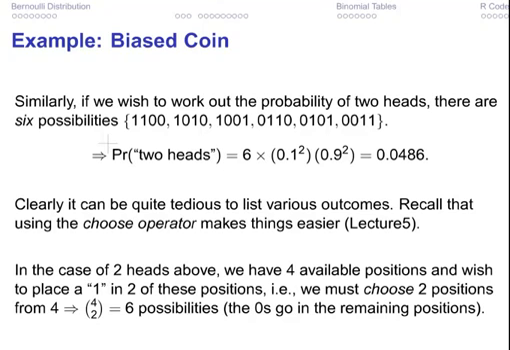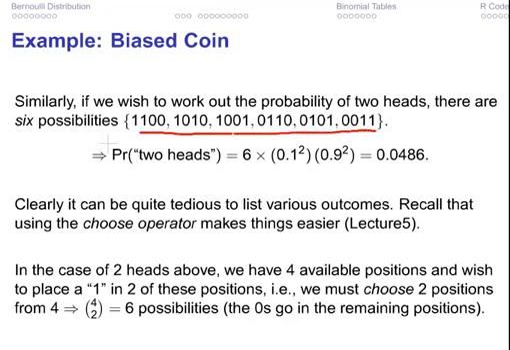Now I'm just going to show you here. Similarly, if we were to work out the probability of two heads, there are six possibilities: 0011, 1100, 1010, and so on. There are six ways we can get two heads out of four trials.